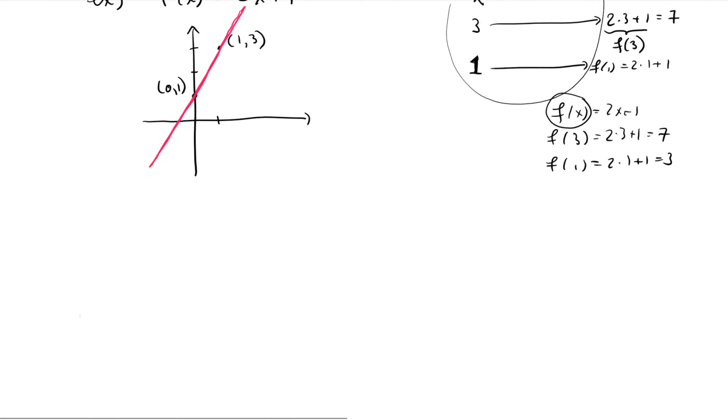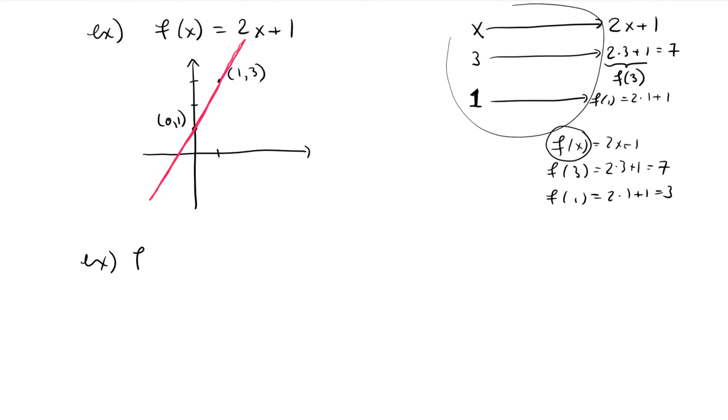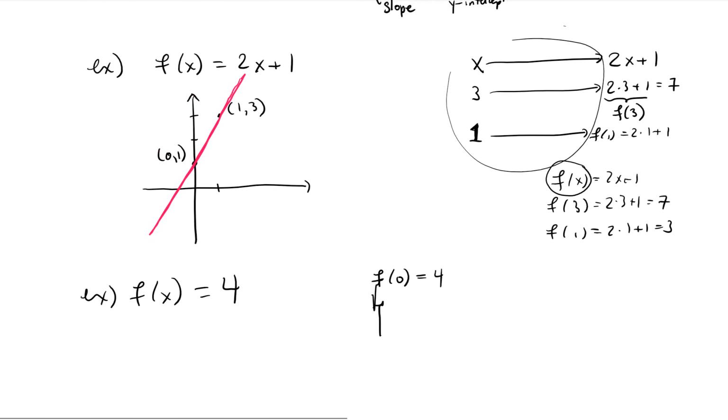Let's look at another one. If I have f of x, which is a constant, f of x equals 4, what's the graph of that? Well, you remember, right? f of 0 is going to be 4, right? The output is always 4 for that kind of function. f of 1 is 4, f of 2 is 4, f of minus pi, that's 4, right? It's 4 all the time.